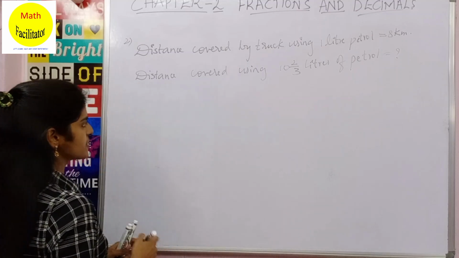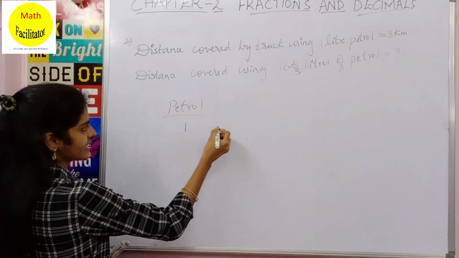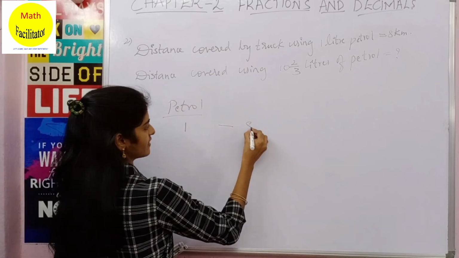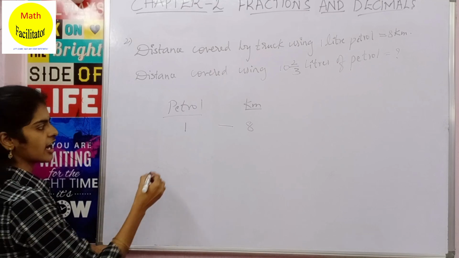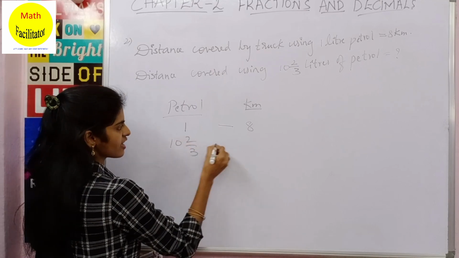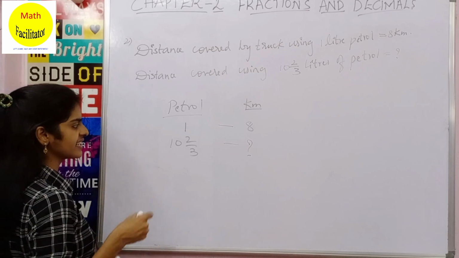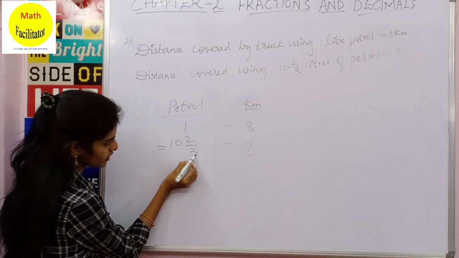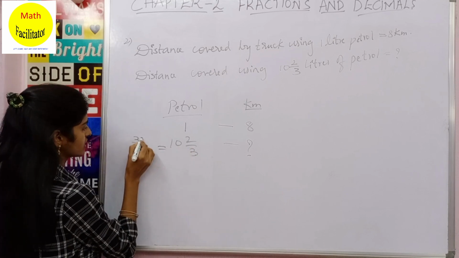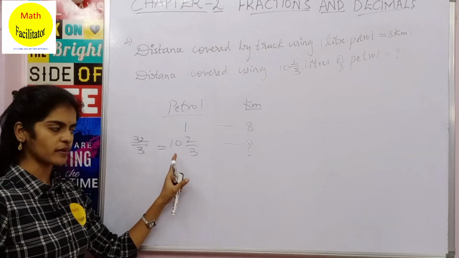Okay, so how much petrol is used? For 1 liter, the truck is traveling 8 kilometers. Okay, so this is distance in kilometers. Now for 10 2 by 3 liters, how much will it travel is the question. Okay, so 10 2 by 3, convert it into an improper fraction. So it is 10 into 3 is 30, 30 plus 2, so 32 by 3. Okay, so 10 2 by 3 is nothing but 32 by 3.